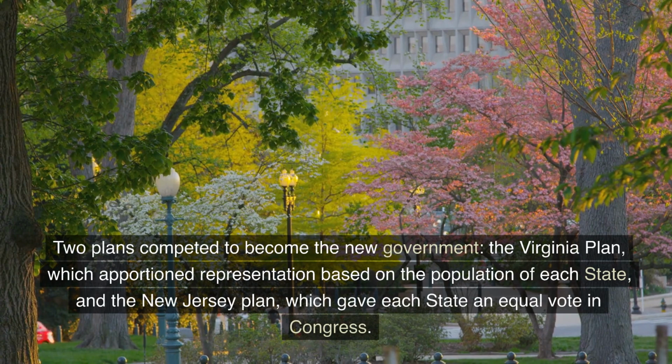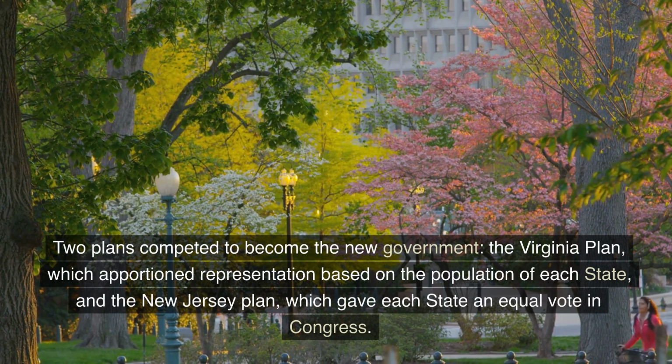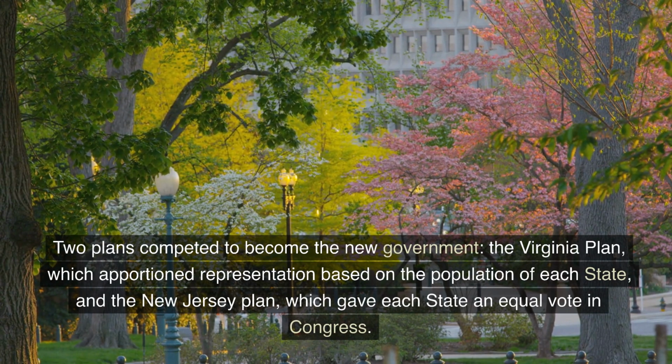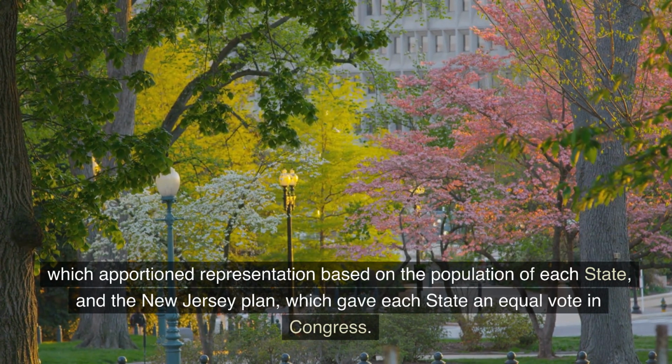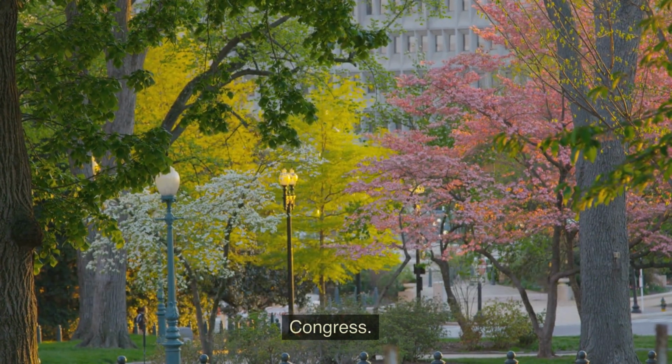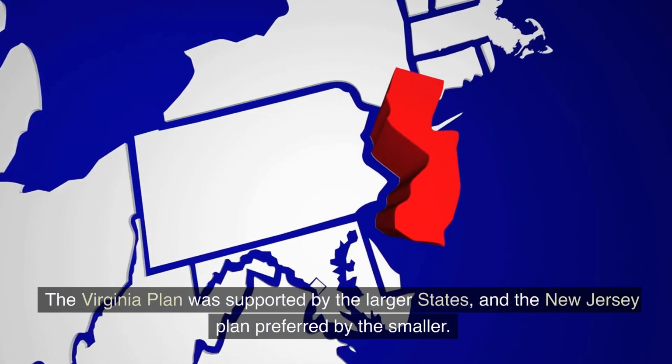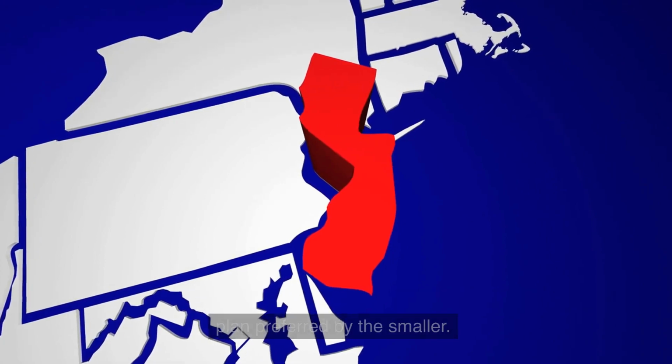2 plans competed to become the new government. The Virginia Plan, which apportioned representation based on the population of each state, and the New Jersey Plan, which gave each state an equal vote in Congress. The Virginia Plan was supported by the larger states, and the New Jersey Plan preferred by the smaller.